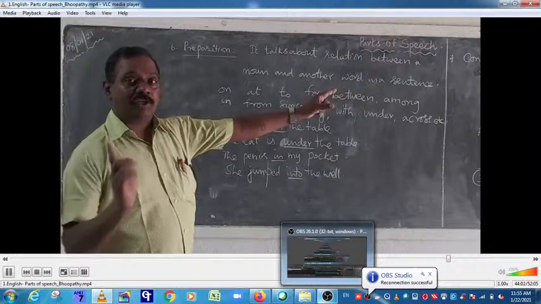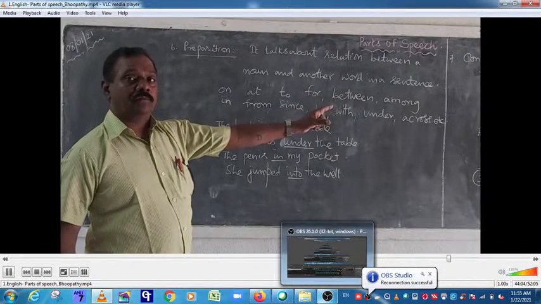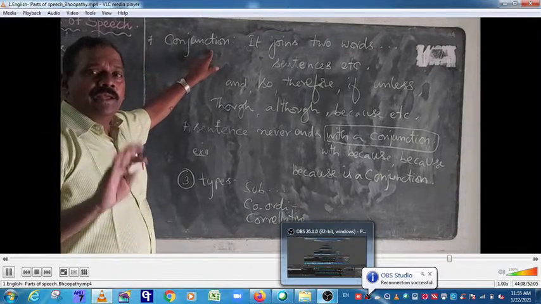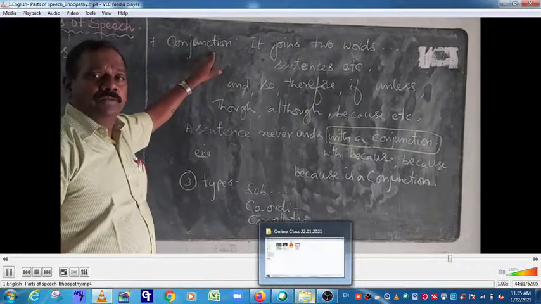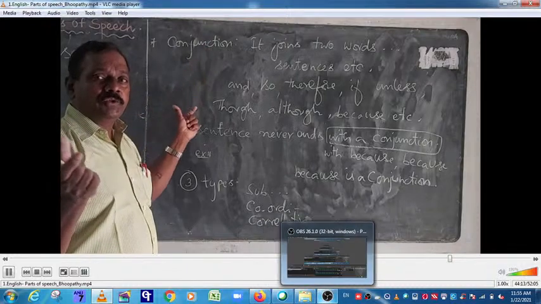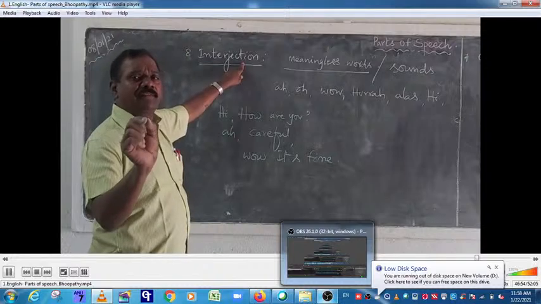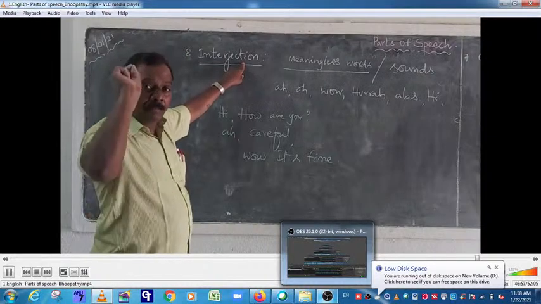Prepositional phrases. The conjunction. So the next one is conjunction. Conjunction is nothing but a joining word. The word which joins two words, two phrases.